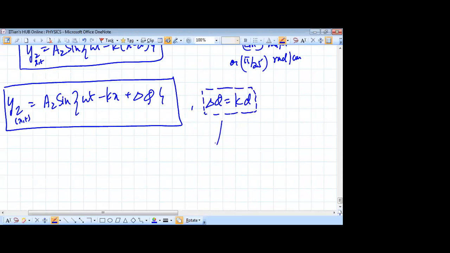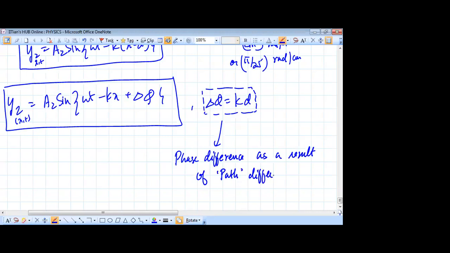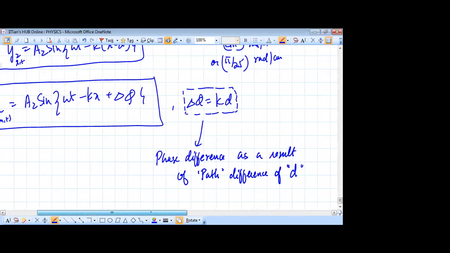So when this situation happens, it is called a phase difference, which is happening as a result of what we call a path difference. The two waves are traveling at different path lengths. From source S1 to a general point and from source S2 to a general point, the path difference is d.